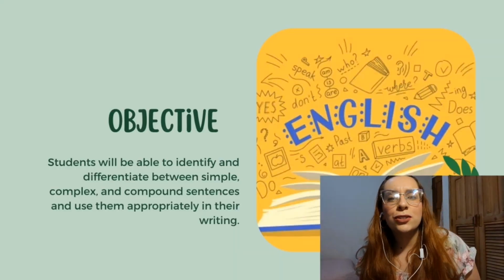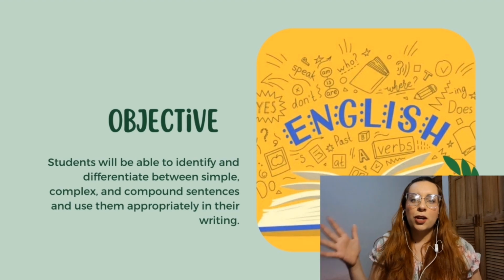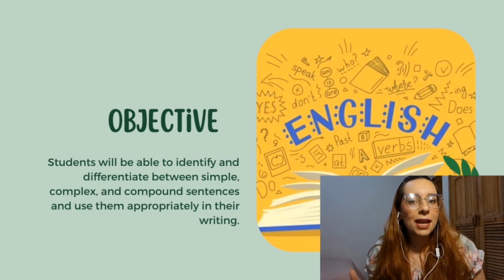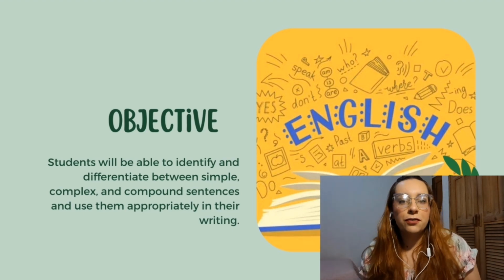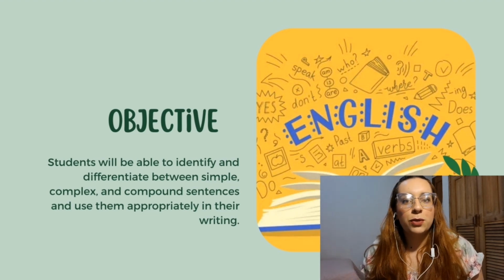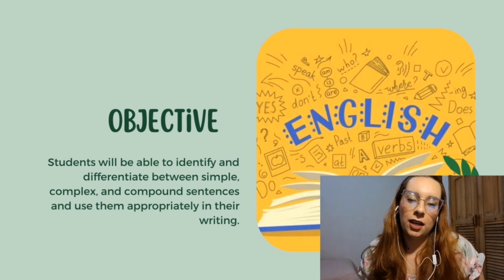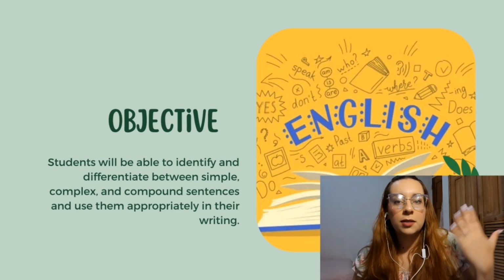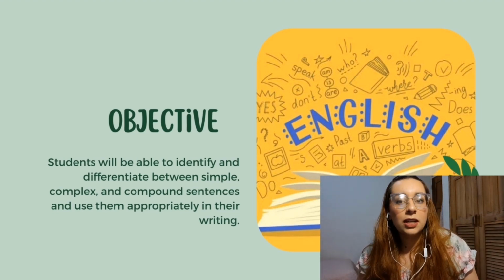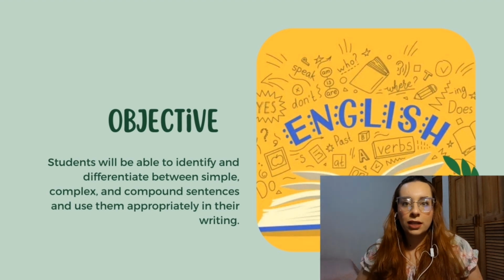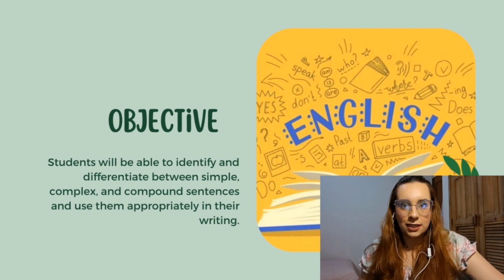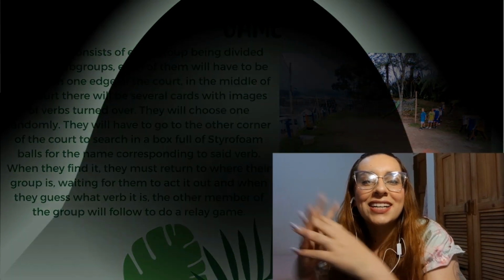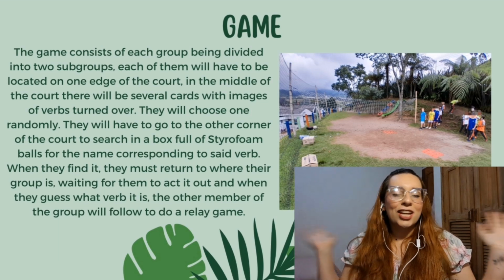Okay, so I'm just going to go straight to the point. We're going to start with the objective of the main class. The students will be able to understand and then make the difference between all of the kinds of sentences, simple, complex and compound, in order to use them in writing exercises. I think that's the main point of this class. Okay, so now the class has just started.